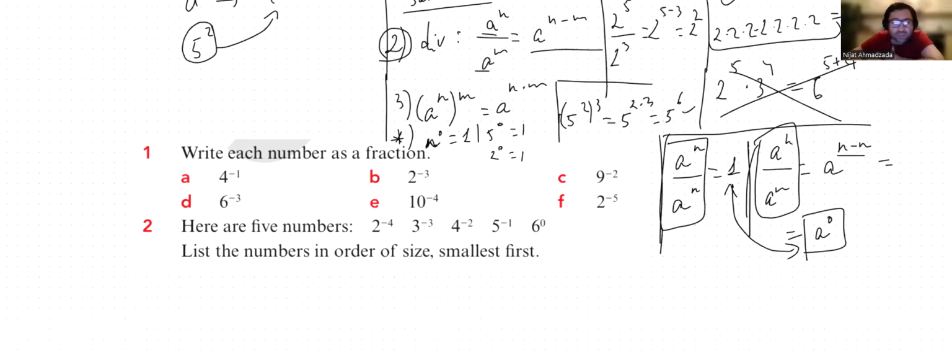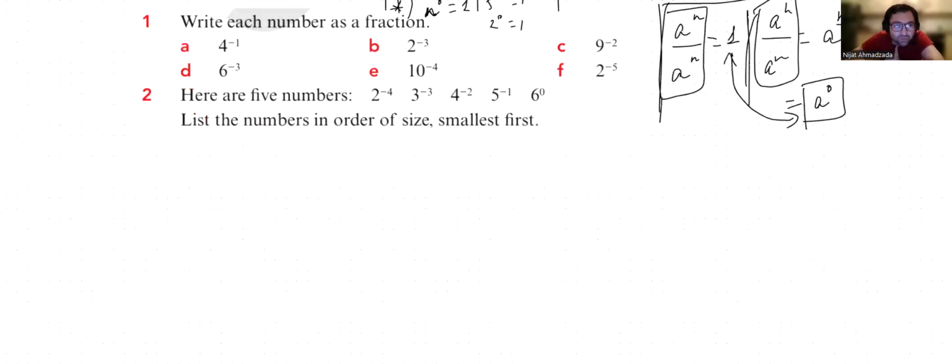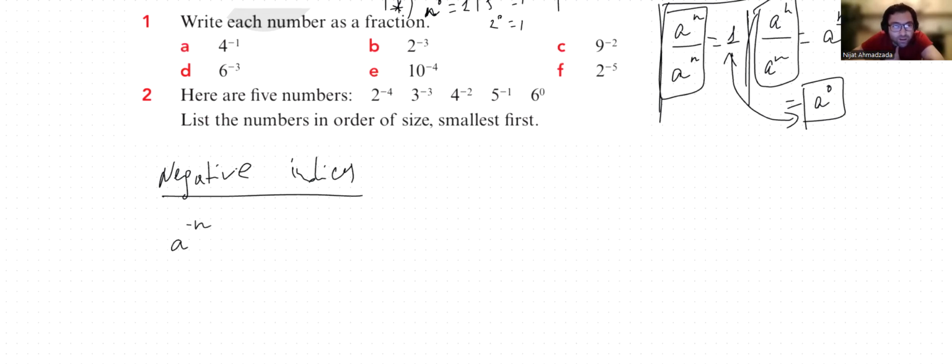Now, first let's talk about the negative indices, then work on the questions. So negative indices, how they work. If you have a to the power of negative n, that is the same thing as saying 1 over a to the power of n.